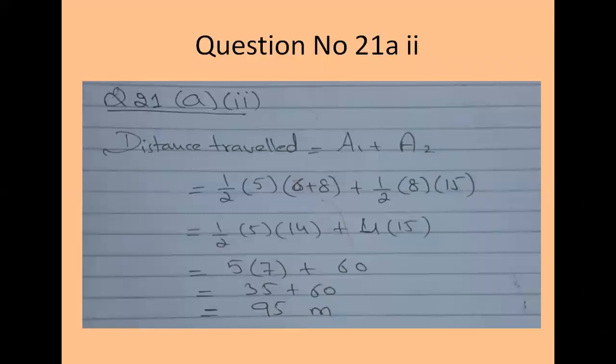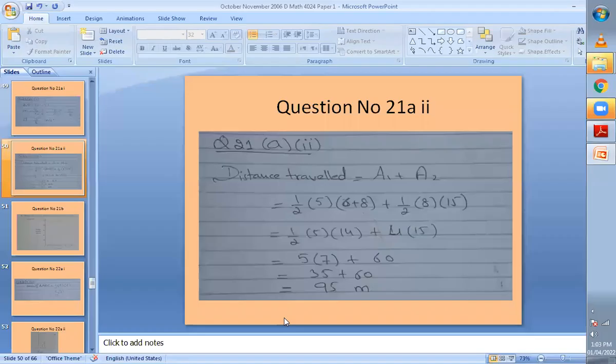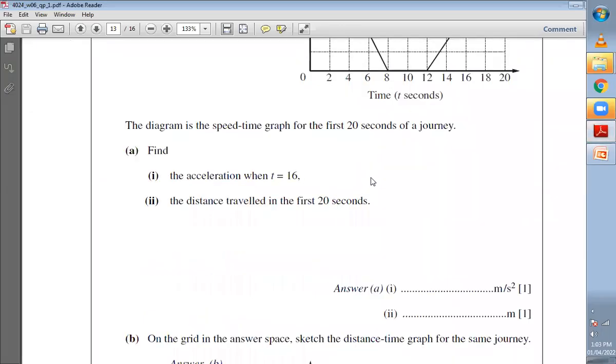So you will have 1 by 2 into 5 into 14, plus 4 into 15. So for 2 and 7, you have 5 into 7, that's 35. And this will be 4 into 15, that's 60. So 35 plus 60, and that will be 95 meters. So you have covered 95 meters in the first 20 seconds.